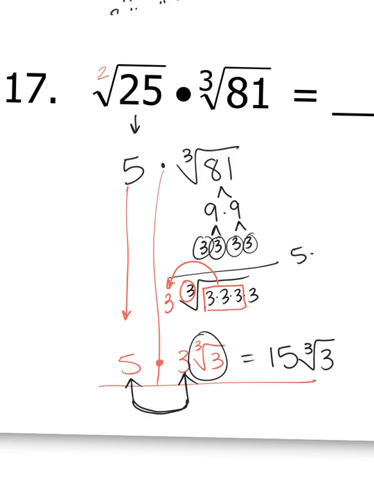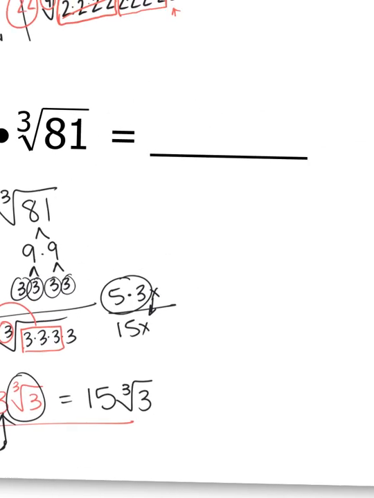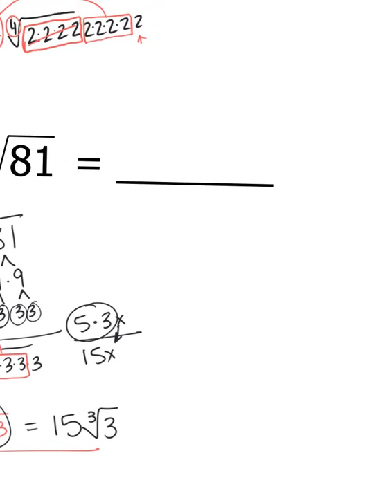Like if I was taking 5 times 3x, I could combine that together to give me 15x. I can multiply those together and just bring the x along for the ride. So my answer for number 17 is 15 times the cubed root of 3.